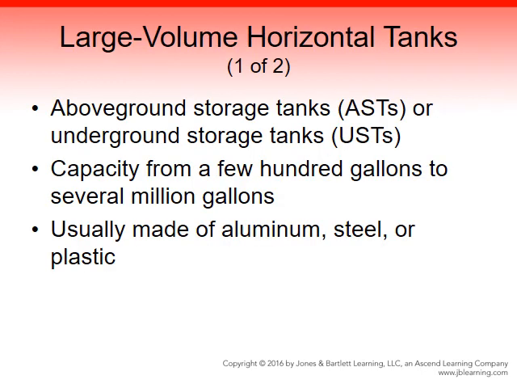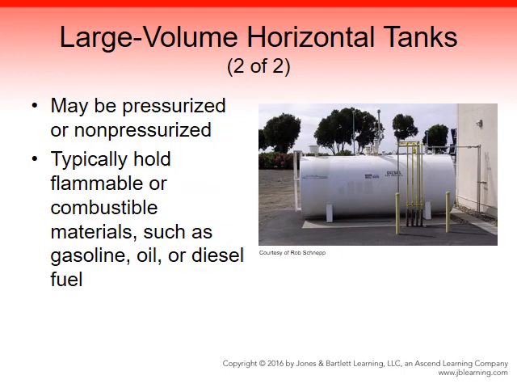Large volume horizontal tanks. Above ground storage tanks or underground storage tanks can be these large volume tanks. They have a capacity from a few hundred gallons to several million gallons. They are usually made of aluminum, steel, or plastic. They may be pressurized or non-pressurized and typically hold flammable or combustible materials such as gasoline, oil, or diesel fuel.